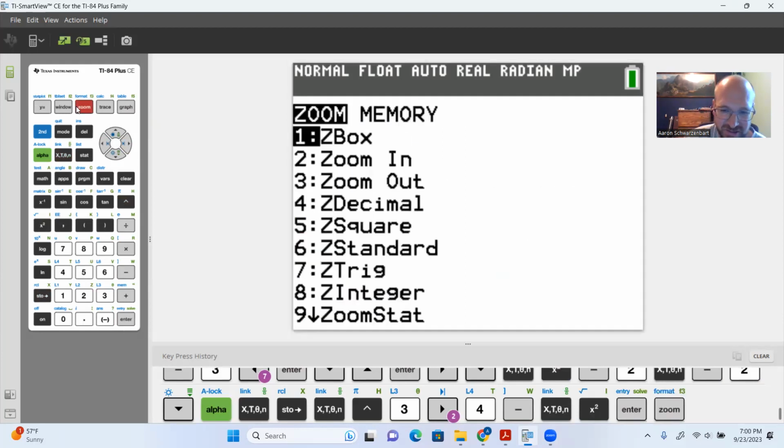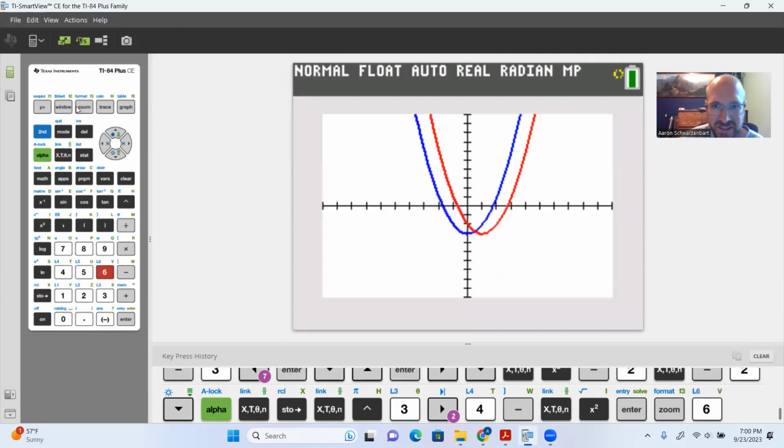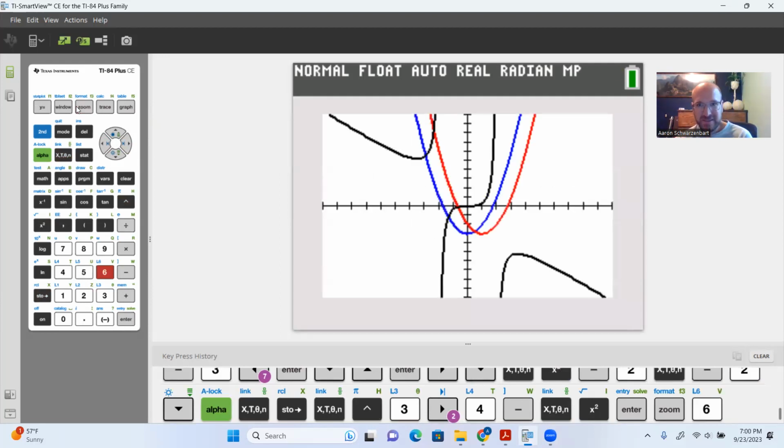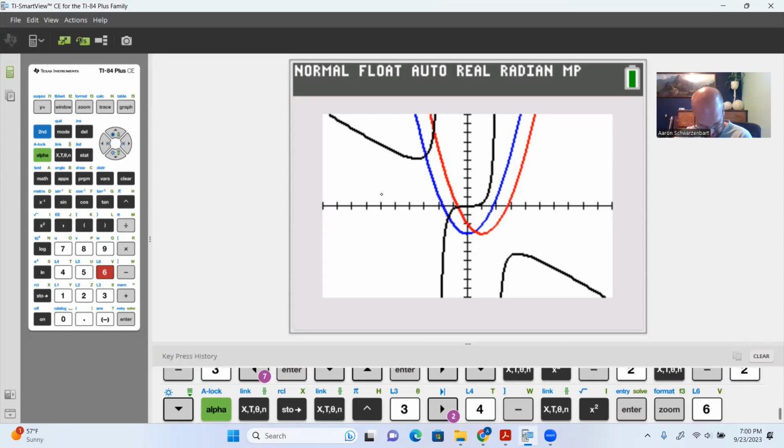Yeah, I think I'm going to go to Zoom 6 again. I think that'll kind of fit all of them. Okay, so the first question is symmetry. I can see there's a couple of different types of symmetry. There is y-axis symmetry, or even vertical symmetry.